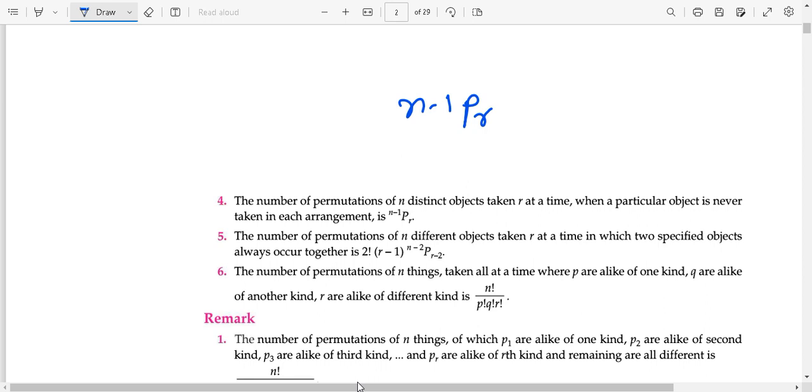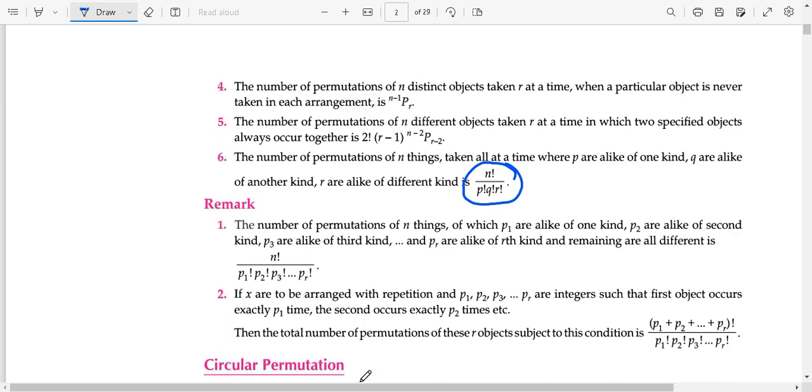The number of permutations of n things taken all at a time, where p are alike of one kind, q are alike of another kind, and r are alike of a different kind, is always this one. Remark: the number of permutations of n things of which p1 are alike of one kind, p2 are alike of second kind, p3 are alike of third kind, and so on up to pr alike of the rth kind, and the remaining are all different, is like this.